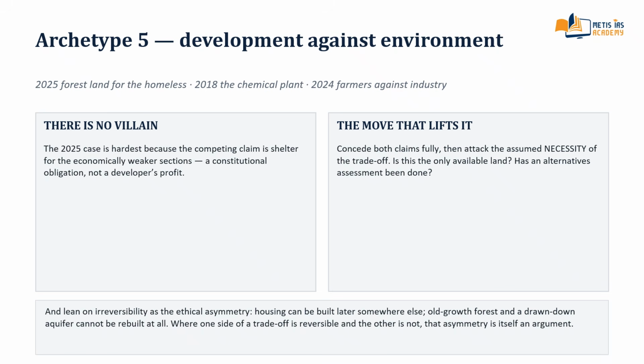So this is regarding archetype 4, and then we are moving to archetype 5, that is development versus environment and displacement. What are the representative cases? 2025, forest land for the homeless; 2018, the chemical plant; and 2024, farmers against industry.